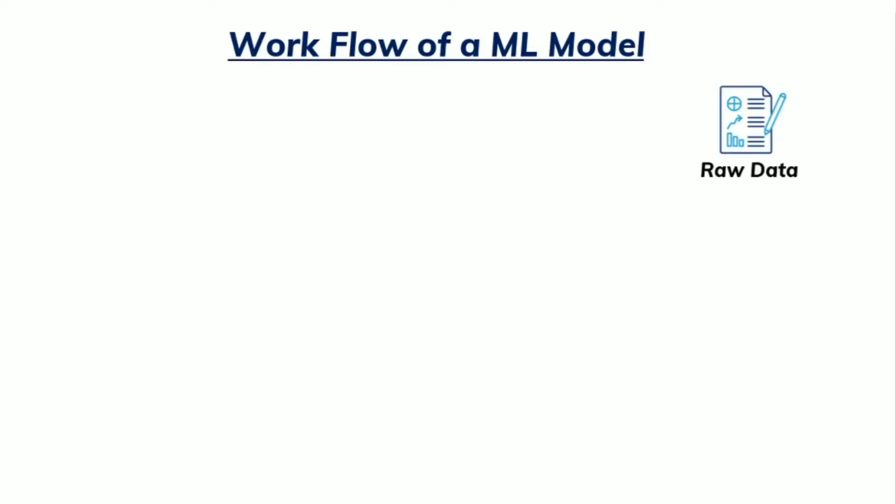We cannot use this raw data directly in our machine learning model. We have to do some kind of modifications on this raw data because it might contain some null values, so we have to fill up those null values. Such modification is done by data preprocessing. So the second stage is data preprocessing.